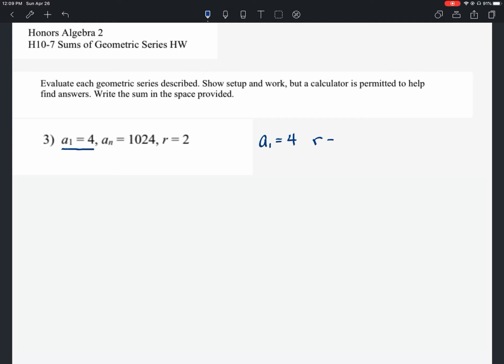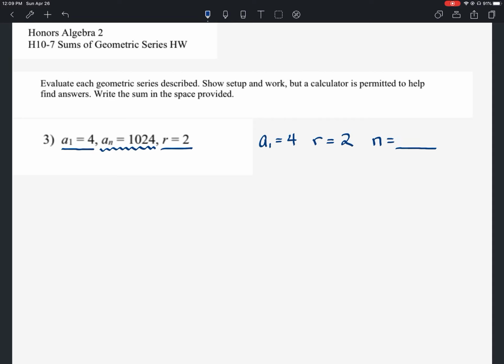We do need to make sure we know the geometric ratio or the multiplier, which is 2. And then we definitely need to know the number of terms. And in this case, that information is missing. We're going to need to go back to find that. So they give us instead that the nth term is 1024.